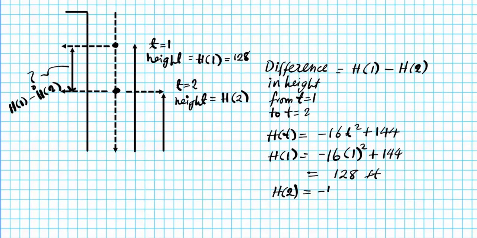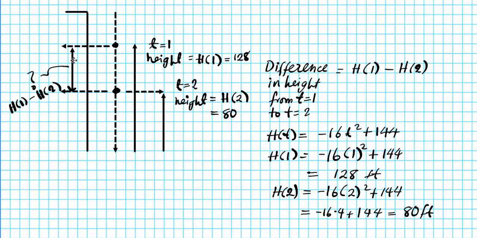So that's going to be negative 16 times, instead of t, you're going to put in 2 as your input. All right, like that. You can plug this into your calculator. And then when you carry out this computation, negative 16 times 4 plus 144, you have negative 64 plus 144, which is 80 feet. Okay, so this height right here is 80 feet.